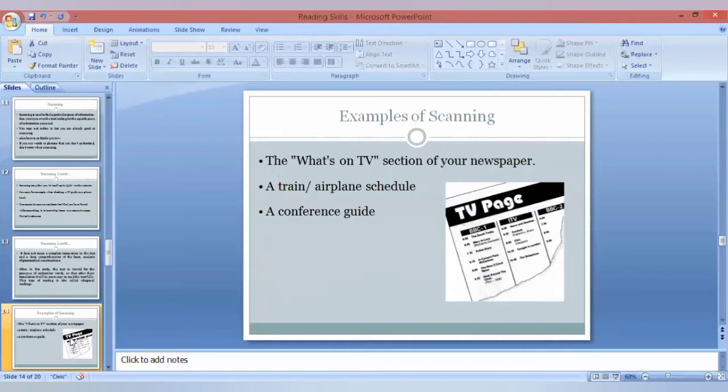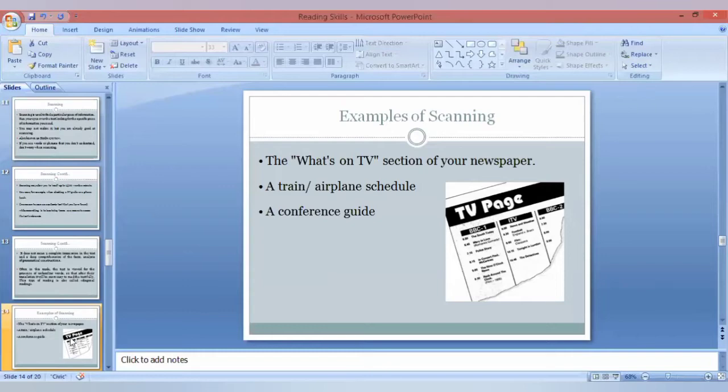Now, examples of scanning. The What's on TV section of your newspaper. As I said earlier, you can see it in the diagram as well. There is a section for BBC One, ITV, and BBC Two. Under every heading, different programs are listed, and the time of each program is given in front of it. So it depends on which type of program you want to watch, and at what time it will be broadcast on television.